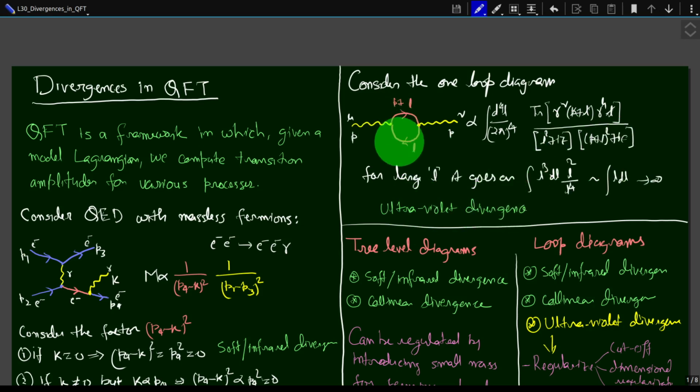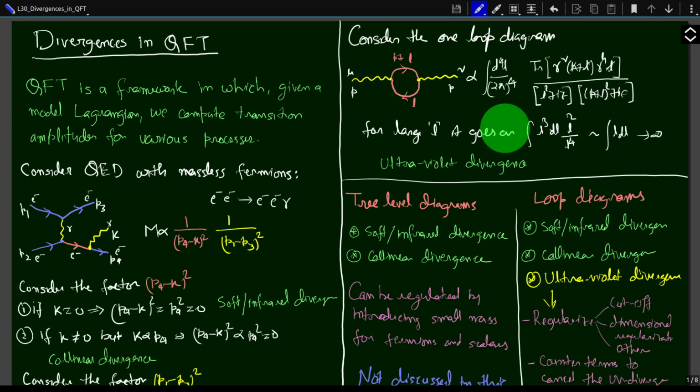And this comes because the loop momenta can go to infinity. So these are the bunch of divergences that will keep on appearing in quantum field theory computations. This will appear not because the particles are massless, but because the momenta of these virtual particles, the loop particles running in the loop, can in principle go to infinity. That gives the UV divergences.